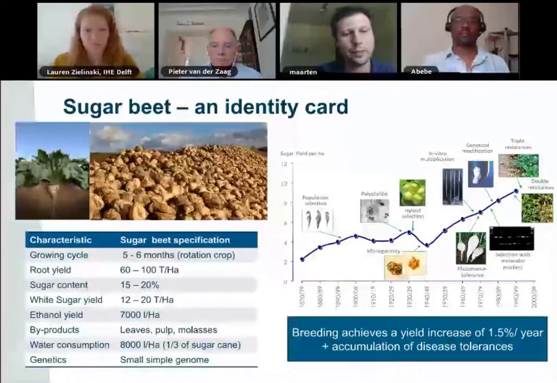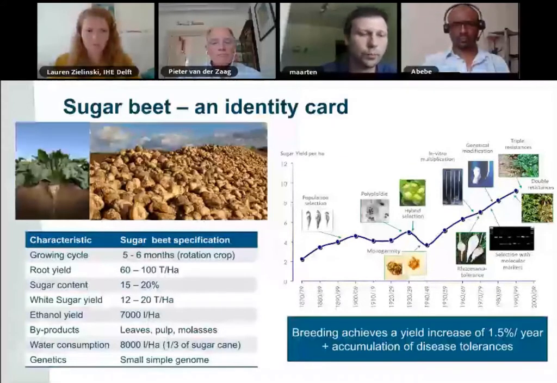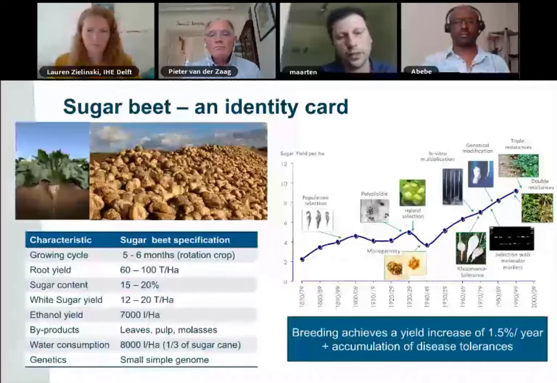Sugar content is typically 15 to 20%, and this results in a white sugar yield at a factory of, let's say, 17, 18 ton on average per hectare of white sugar. It's also used as an energy crop, just like sugar cane. Most used byproducts are the leaves, the pulp, the molasses, mainly for animal feed purposes. Leaves also as an organic fertilizer.